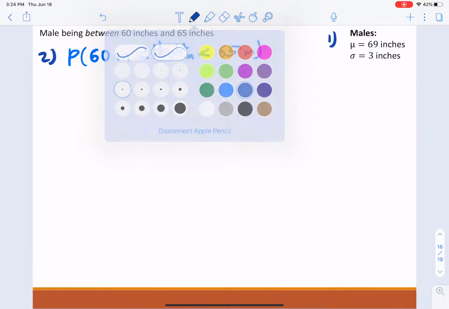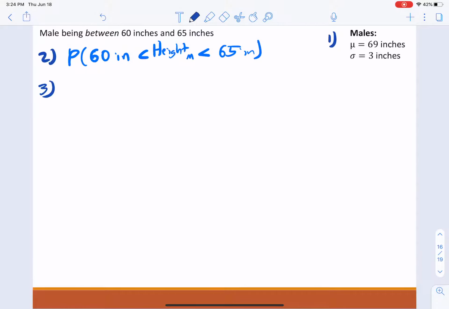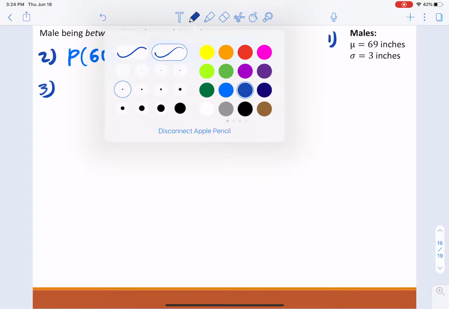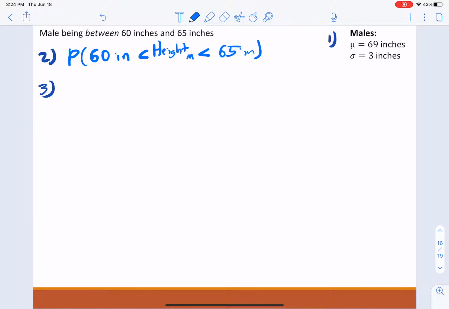Step 3 is just, well, what is step 3? We want to find the z-scores, right? So the process is still the same. We just need to do it twice because we got two things that we're comparing, right? Okay, so let me do it. I don't really care how you go about doing this as far as labeling goes. I'm just going to call it Z1. So that's going to be 60 minus 69 divided by 3. Okay, so that's going to be negative 9 divided by 3, which is going to be negative 3.